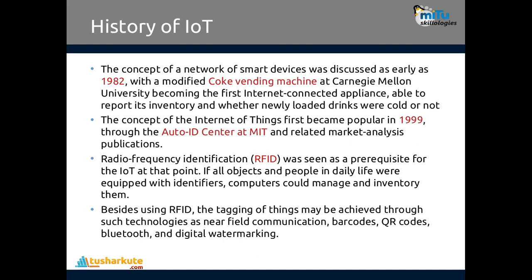Besides RFID, the tagging of things may be achieved through technologies like NFC, near field communication, barcodes or QR codes, Bluetooth, digital watermarking. So many ways are there by which we communicate, and that communication will be taken through these network areas, along with controlling communication and analyzing collections. All these operations will be done easily with the help of an IoT application design.